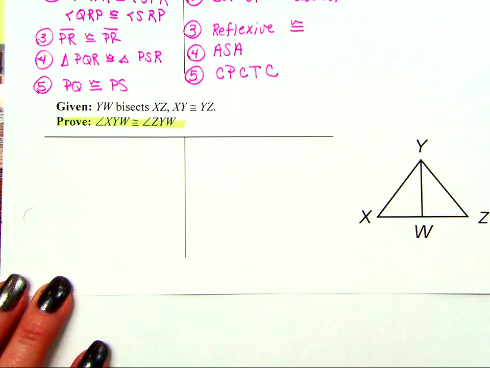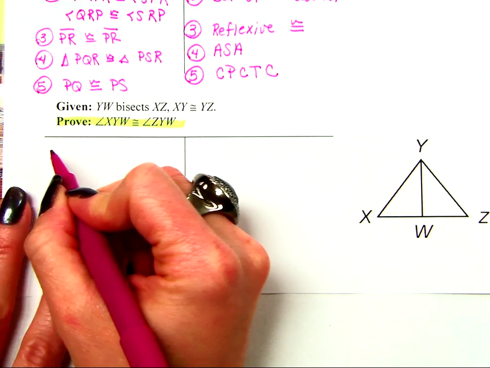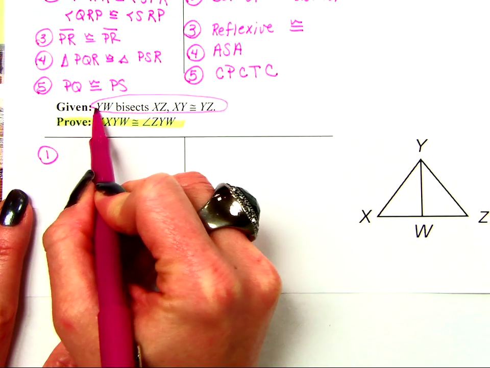Well, again, I'm going to use my same strategy because I see I have two smaller triangles. I'm going to see if I can prove those congruent first. And as I look here, we are going to start with our given information.